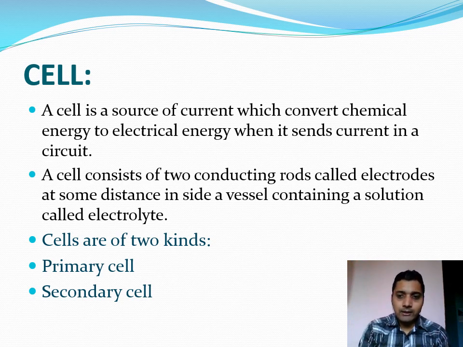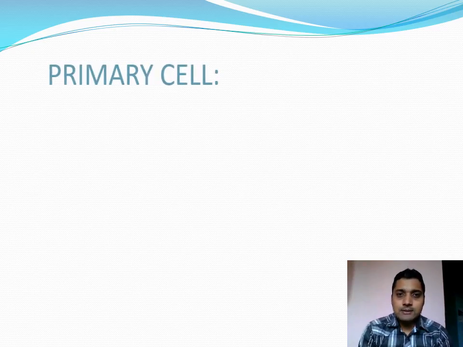Cells are mainly divided into two kinds, or two types of cell. One is called the primary cell and one is called the secondary cell. We will come to the details about the primary and secondary cell. The types of cell depend upon their use, their rate, and the amount of energy they produce, and we get two types of cell: the primary cell and the secondary cell.